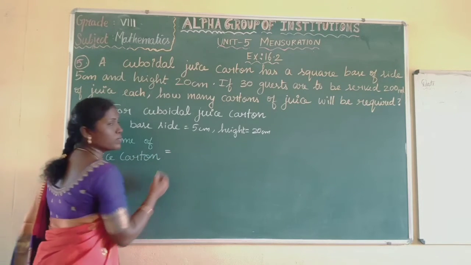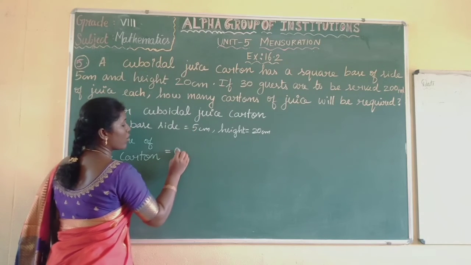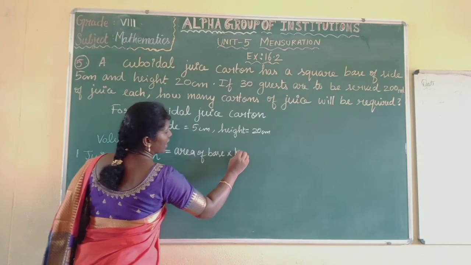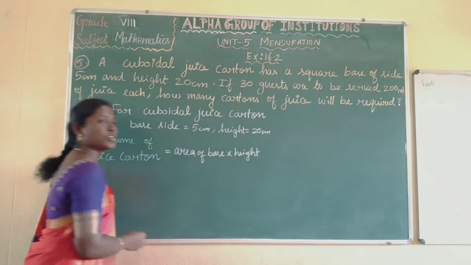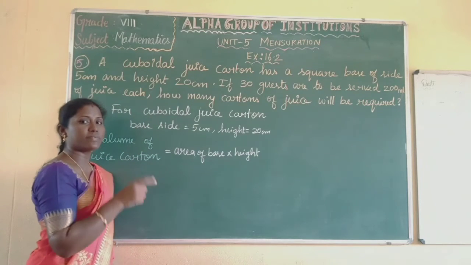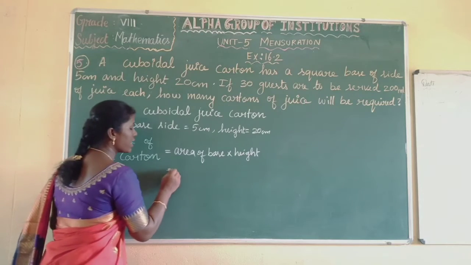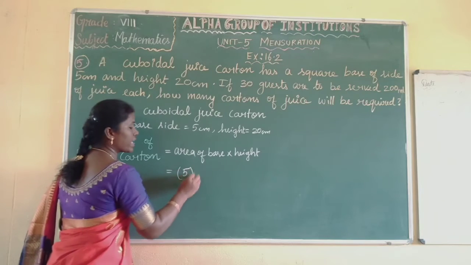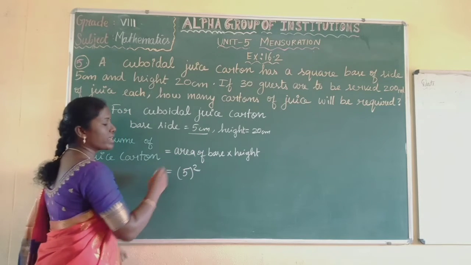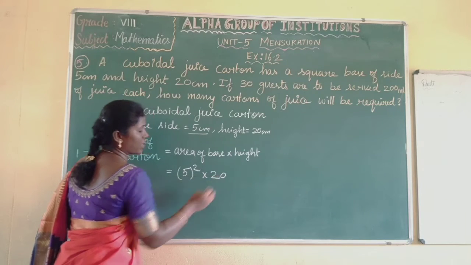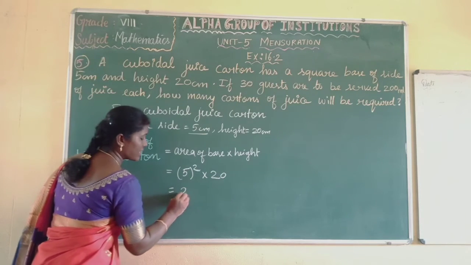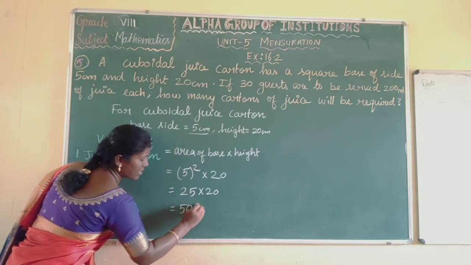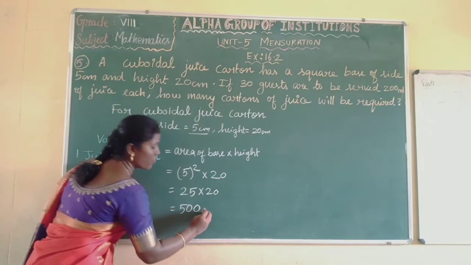So it is in the cuboidal shape now. So we can take it as area of base into height. We can make it as length into breadth into height also, but here the area of the base is specifically given as it is in the form of a square. So what is the area of the square? Side into side. So the area of the base is 5 squared, into height 20. What is 5 squared? 5 5s are 25. 25 into 20 is equal to 500.